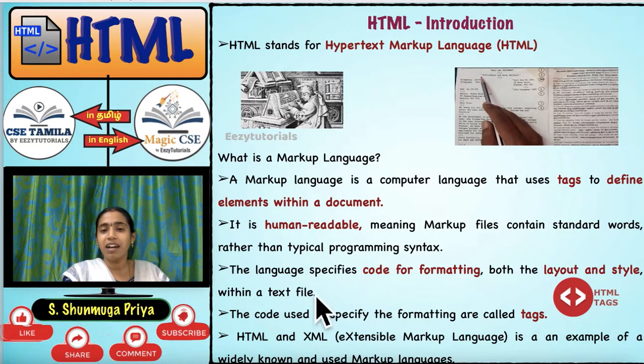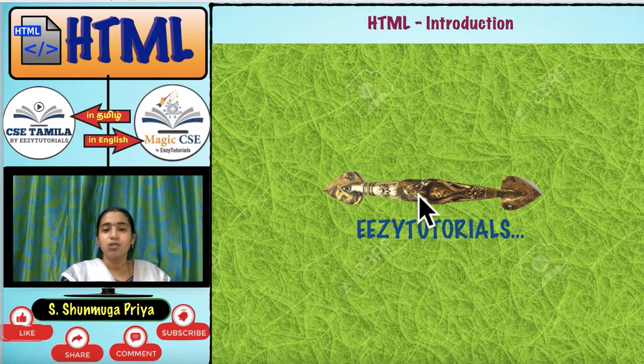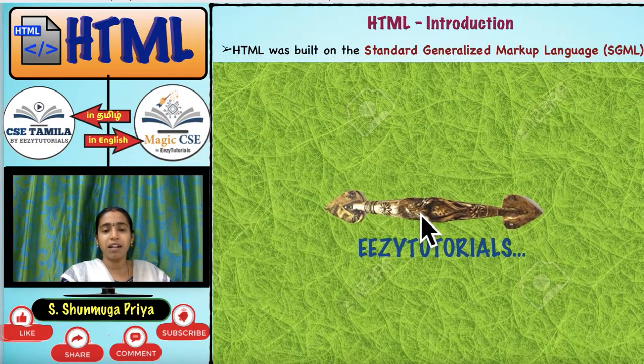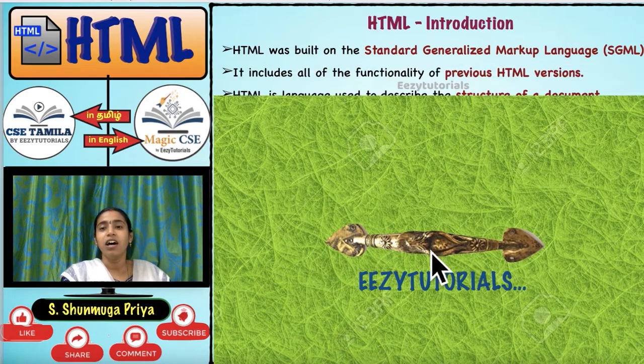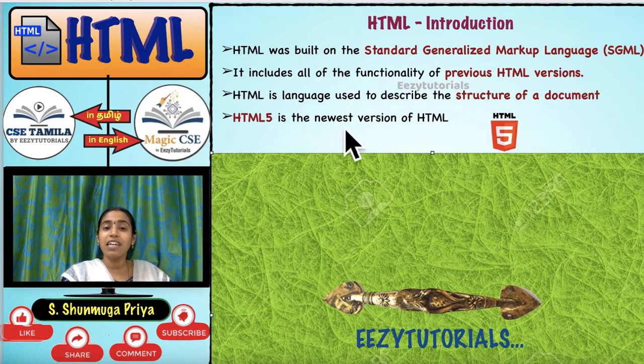So you have the content. Along with the content, the formattings, the layout and styles you have to apply are given by this markup language. HTML is one such markup language. HTML was built based on another language called SGML, Standard Generalized Markup Language. We are following HTML5.